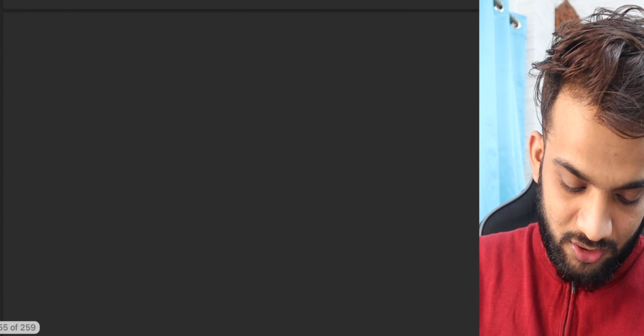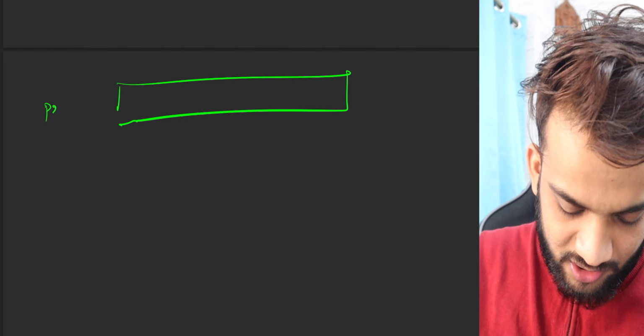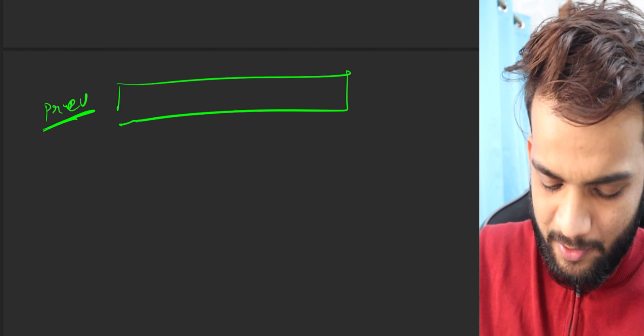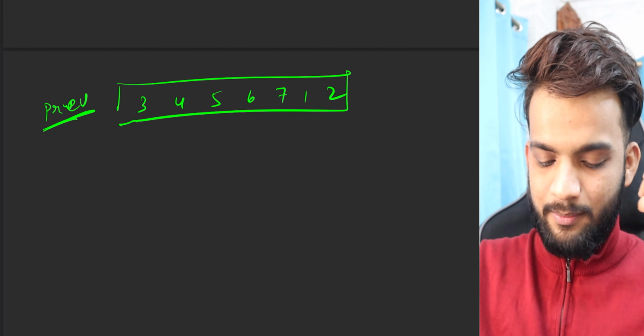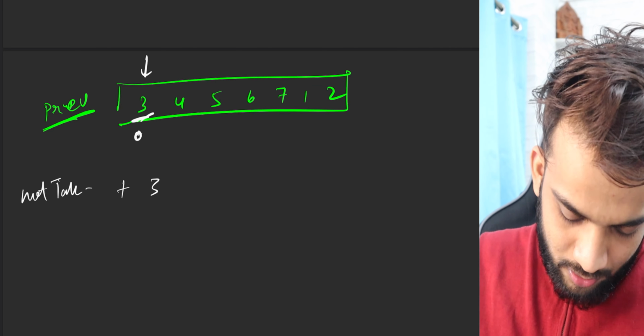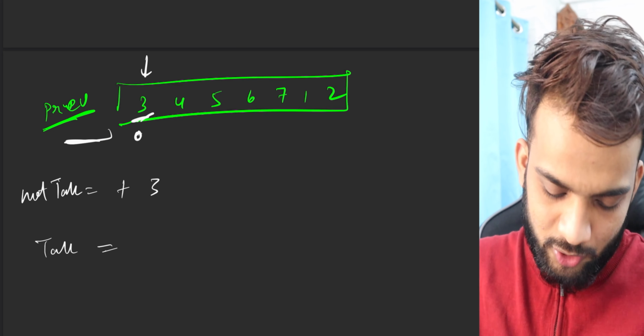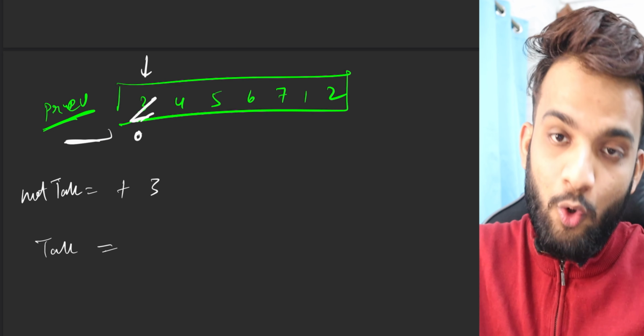For an example, assume this is the previous, just a single array, and it had some values as 3, 4, 5, 6, 7, 1, 2. The moment you came to here and you wanted to compute this for the current row, for not take you took 3, and for take you looked at the back and you did not find anyone because that's not possible. So whatever is the maximum, you rewrote it.